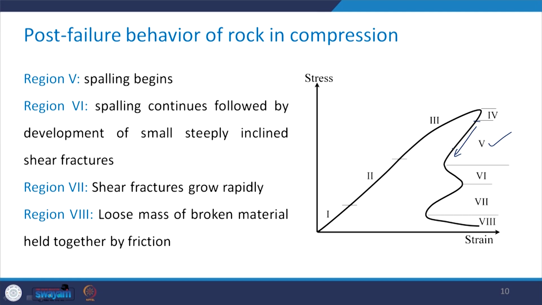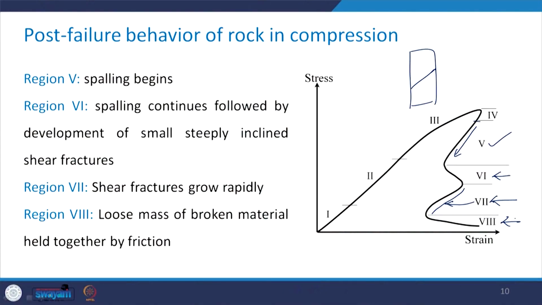So, the spalling continues in region 6 also, but it is followed by small steeply inclined shear fractures, like you see here. So, it will be like this, development of the shear fractures, and in region 7, that is in this region from here to here, the shear fractures grow rapidly, and ultimately in region 8 what you have is a loose mass of broken material, but then they are held together with the help of friction.